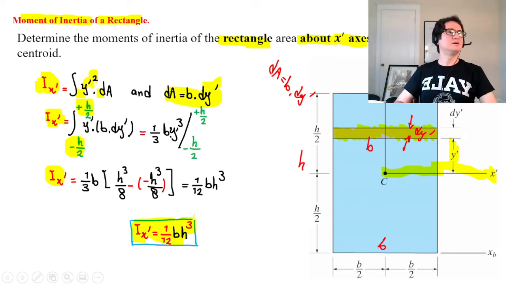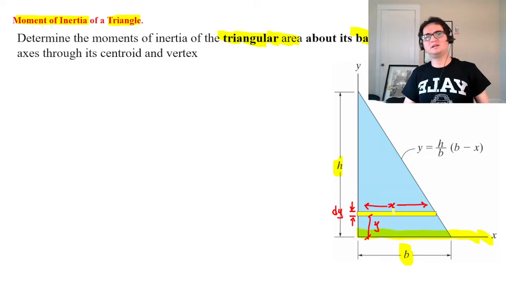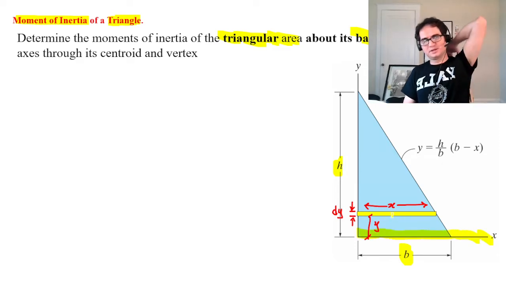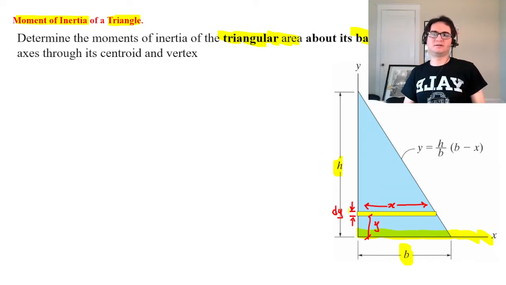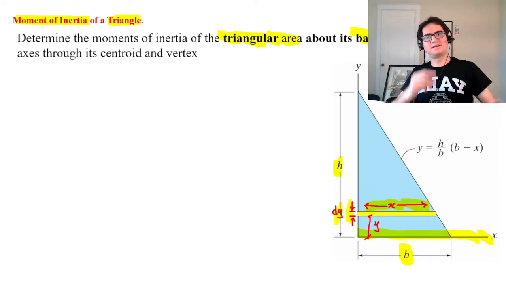Let's follow the same approach to calculate the moment of inertia for a triangle with the same dimensions of h and b, about its base. We can again develop our strip with the thickness of dy and the length of x, where x is our variation.